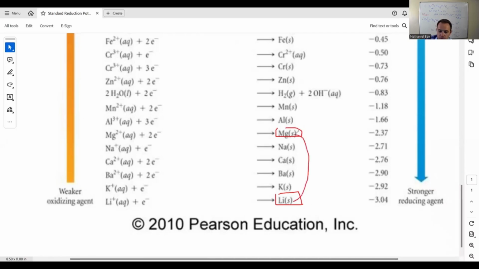So lithium would give its electrons to magnesium cations and they would become magnesium. So this reaction will occur. If you put a solid piece of lithium in a solution of magnesium ions, that lithium will dissolve and you will start to see magnesium precipitate out or crash out of the solution. So that's a big old yes for this one.